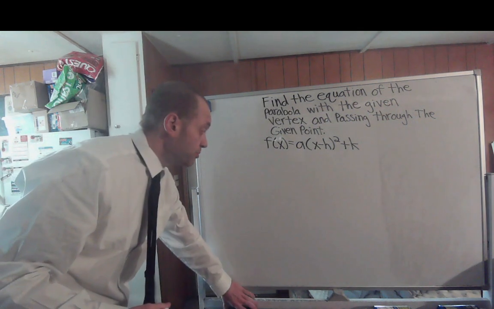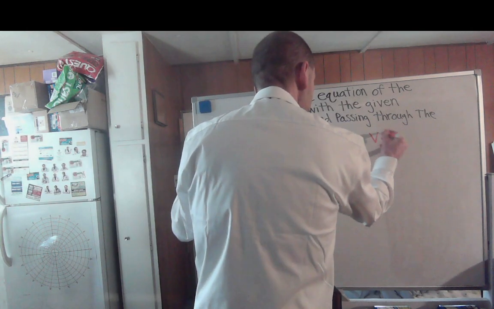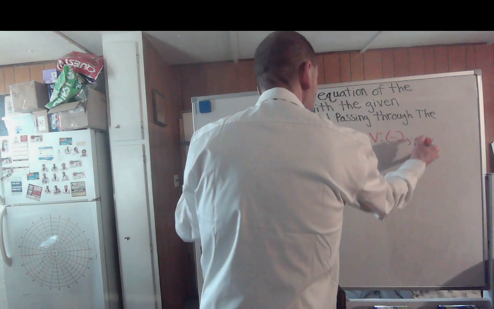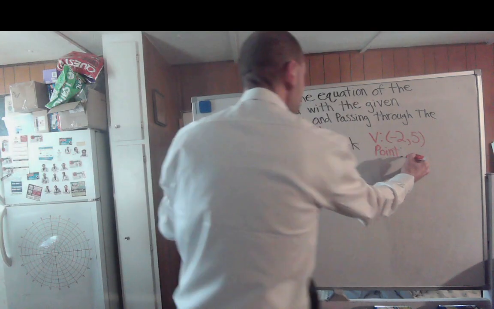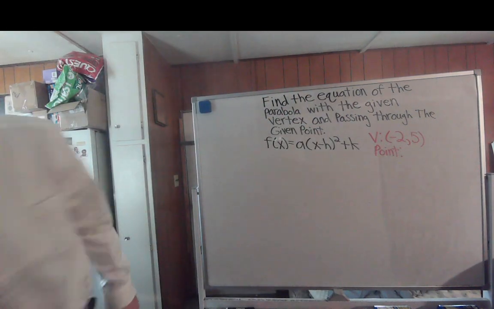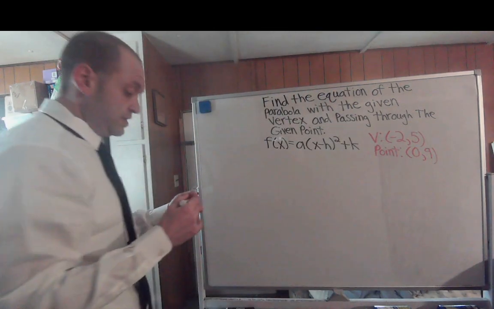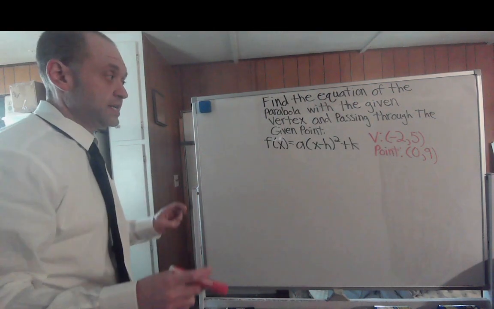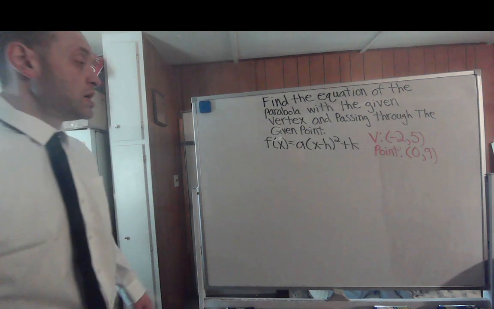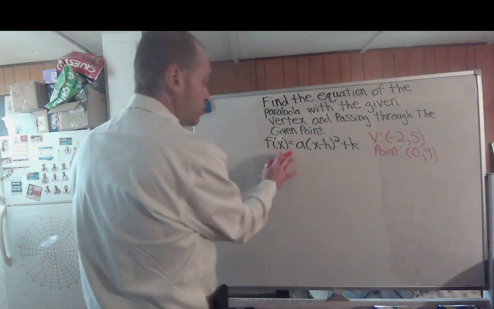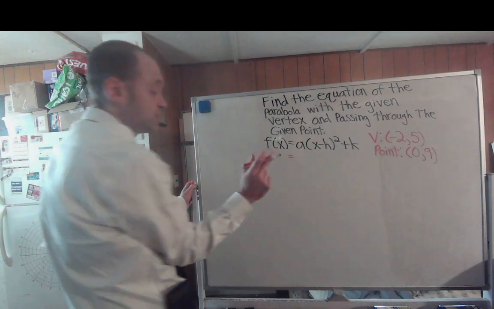Now, in this case, what points are they giving you? The vertex can be found at -2, 5, and the point is going to be at 0, 9. So how in the heck are we going to solve this? All right, so let's ignore the f of x for a minute, but let's start our equal sign. We don't know the a. We just don't know the a.